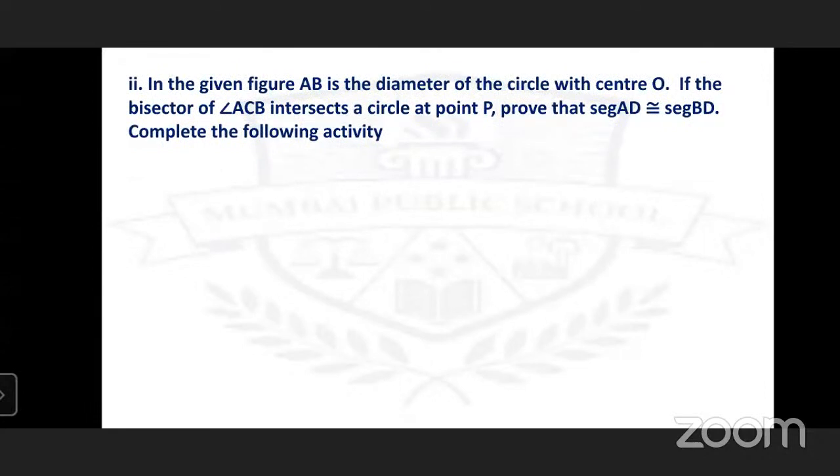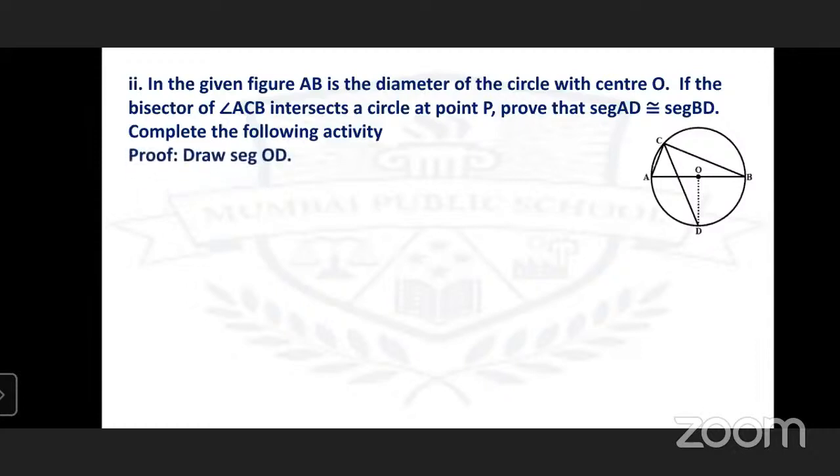In the given figure, AB is the diameter of the circle with center O. If the bisector of angle ACB intersects the circle at point P, then prove that seg AB is congruent to seg BD. Complete the following activity. First we see the figure. In the circle, O is the center and AB is the diameter. ACB bisector is given, and we have to prove that AD square is equal to BD square. ये हमें prove करना है. Now start proof.